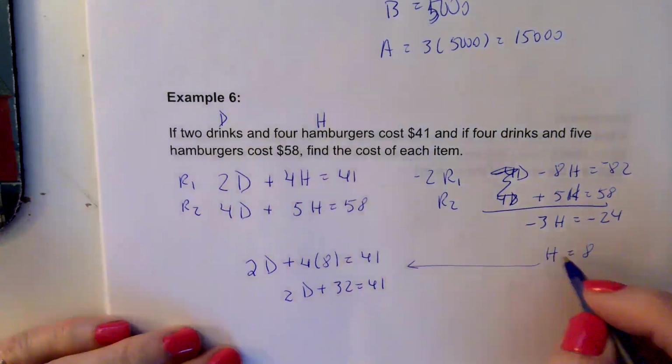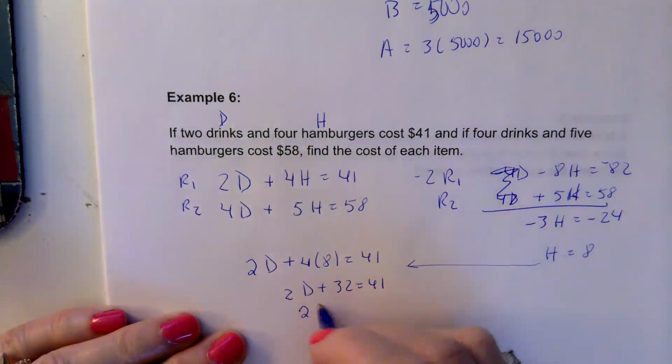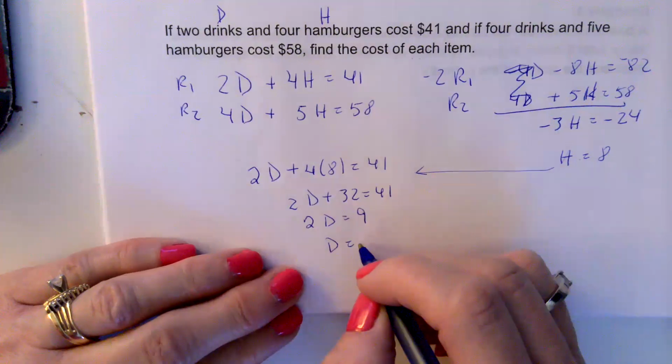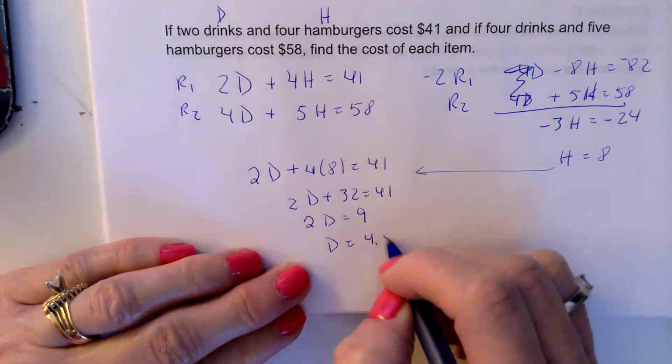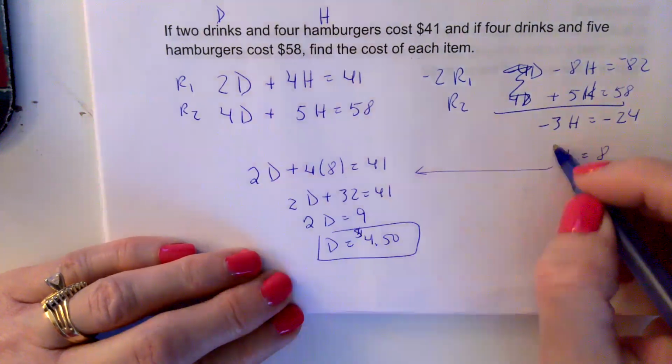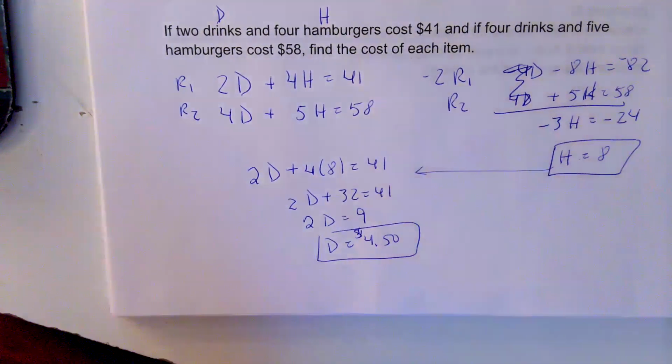So it looks like hamburgers are $8 each, and subtracting 32, and then dividing by 2, it looks like my drinks are $4.50 each. And my hamburgers are $8 each.